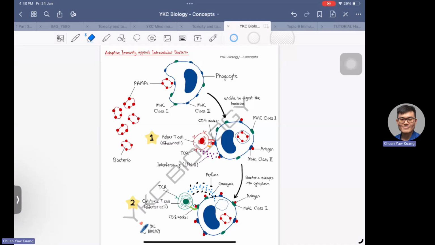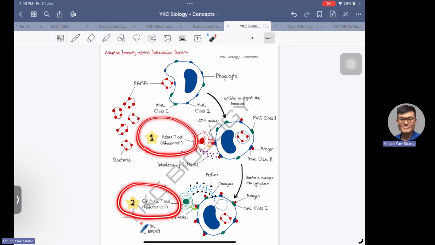Hi everyone. In this video, we will discuss the two principal mechanisms of adaptive immunity against intracellular bacteria. These two mechanisms are the helper T cell and the cytotoxic T cell.